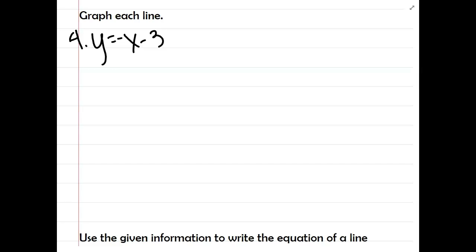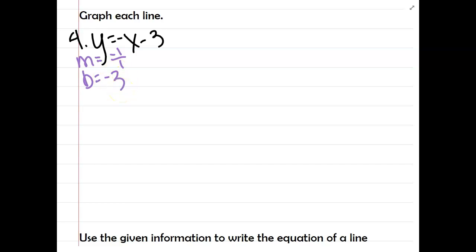Now to graph a line, preferably, I like it in slope-intercept form, which means it needs to be in y equals, which this one is. So if it's in y equals, I should be able to identify my slope and my y-intercept. Now my slope is the number in front of x. What's my slope? Negative 1. Now, remember, slope is rise over run, so I really prefer to write my slope as a fraction. How would you write negative 1 as a fraction? Negative 1 over 1. And what's my y-intercept? Negative 3. It's going to be that constant.